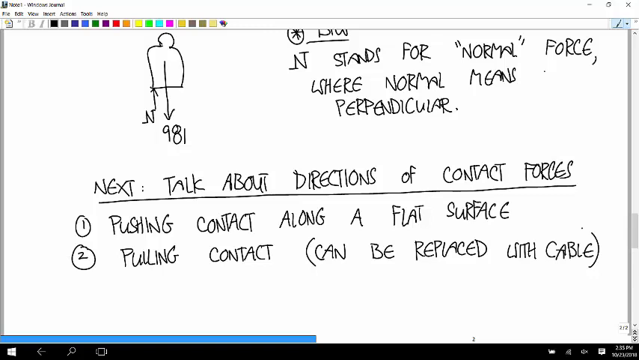Let me do it like this. So pulling up on this. Could I replace the contact with my fingers with a little string? Yeah, string can do that. So this is pulling. This is not pulling. This is pushing. And then the third type is friction force.